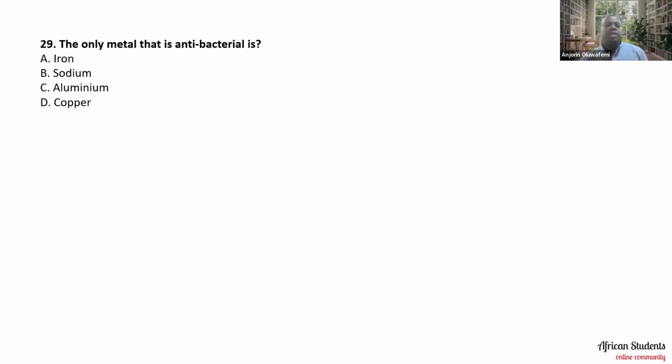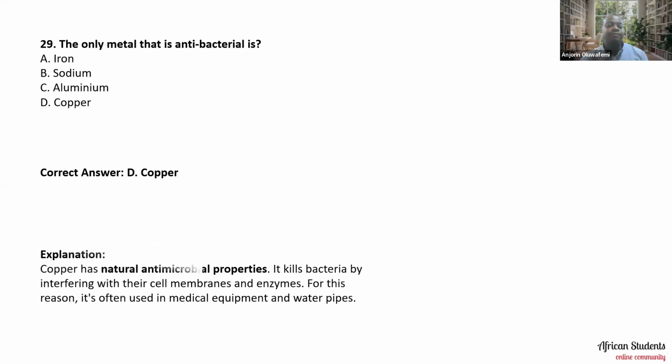Thank you very much. The only metal that is antibacterial is it iron, sodium, aluminum, or copper? The only metal that is antibacterial is actually D, copper. Basically, copper has natural antimicrobial properties. It kills bacteria by interfering with their cell membranes and enzymes. For this reason, it is often used in medical equipment and water pipes.